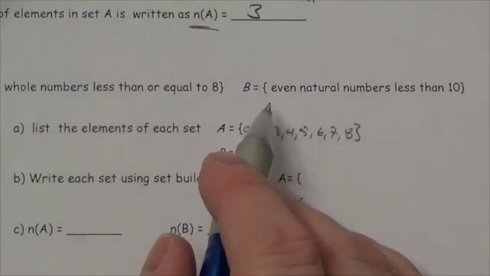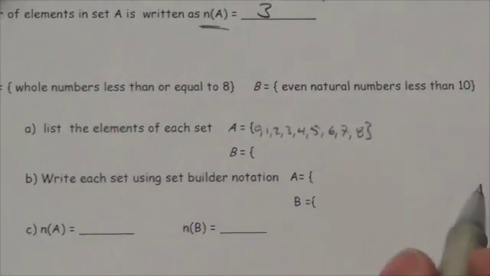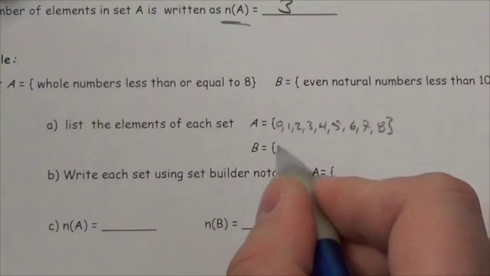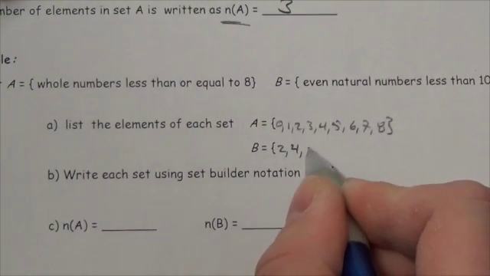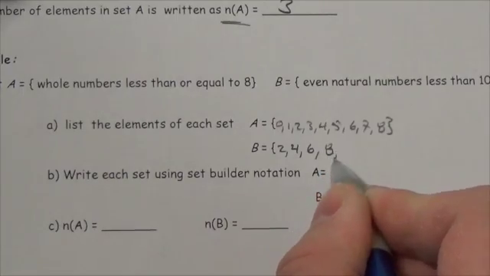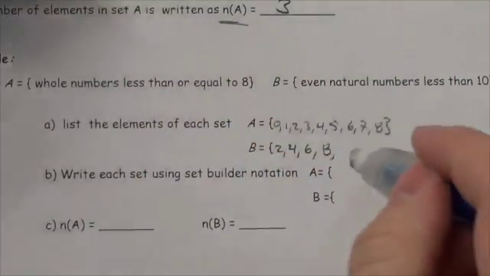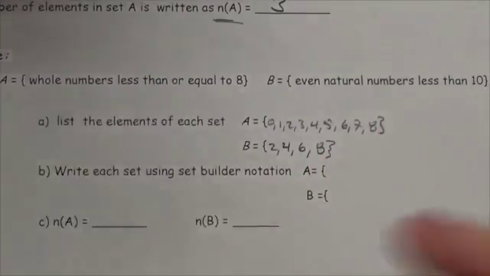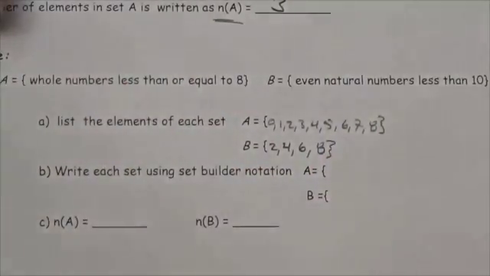B, the description is even natural numbers less than 10. Even natural numbers, so it's not 1, but okay, 2, 3, 4, 5, 6, 7, 8. Now it says less than 10. My next one here would be 10, but I don't want that. I want less than 10, so there we go. Okay, so there's me listing off the elements in those sets here.